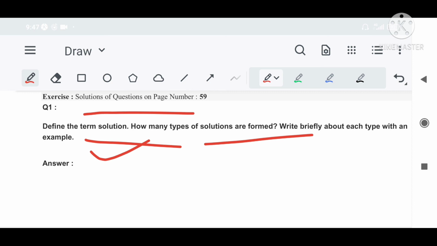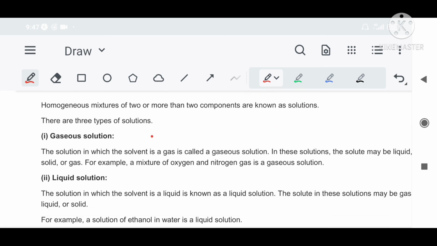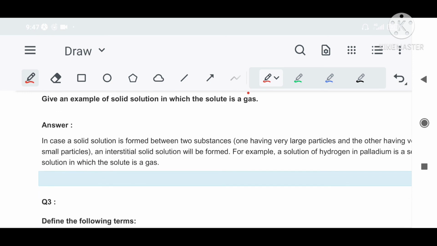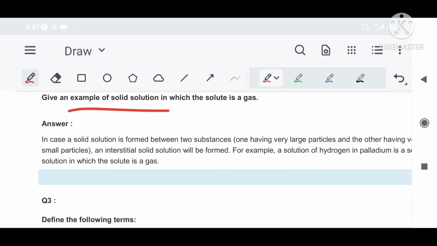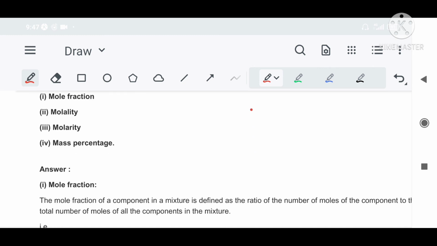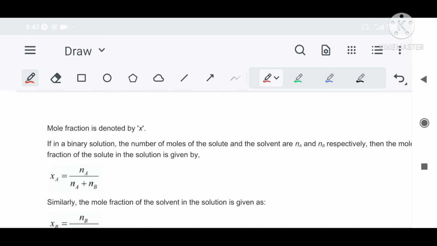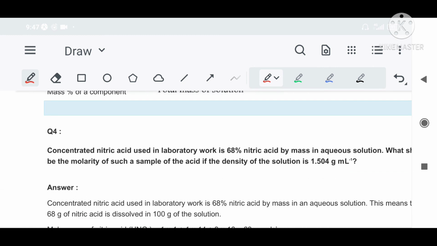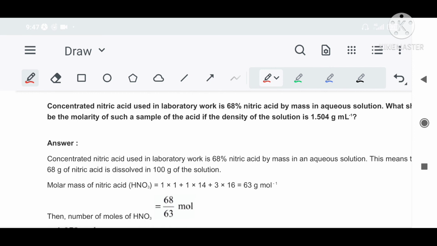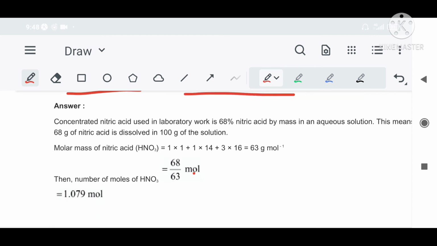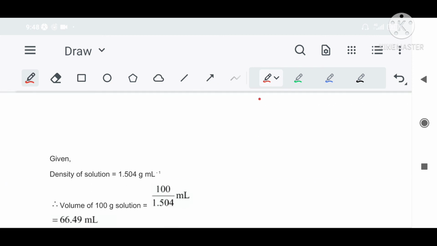Define the term solution, how many types of solution are formed: gaseous, liquid and solid solution. Give an example of a solid solution in which the solute is a gas. We can give various examples. Then we also have to define mole fraction and molarity. After that, concentrated nitric acid used in laboratory work is 68% nitric acid by mass in aqueous solution. What will be its molarity in such a sample? So density is also given. This is also a formula based question.